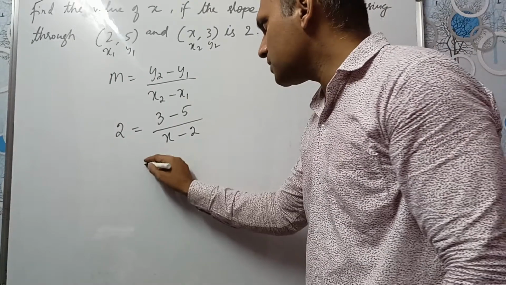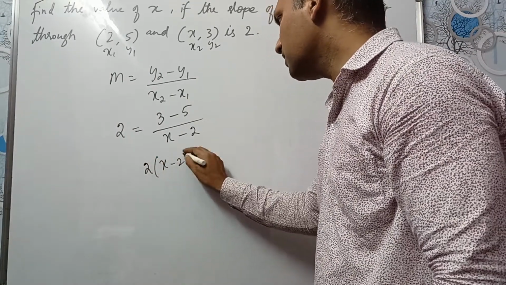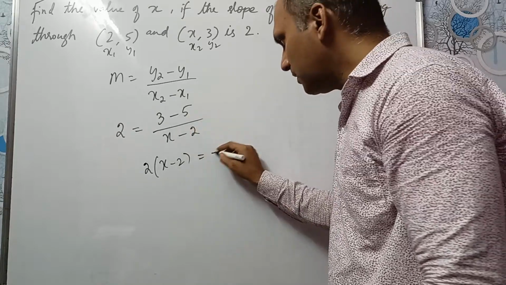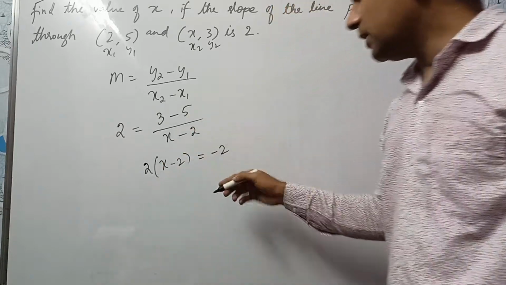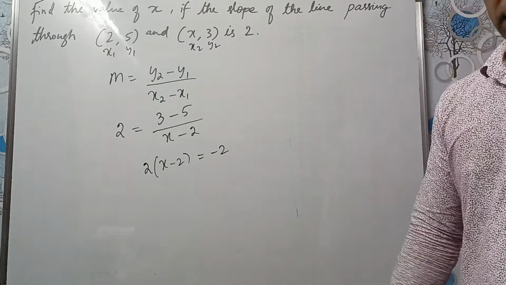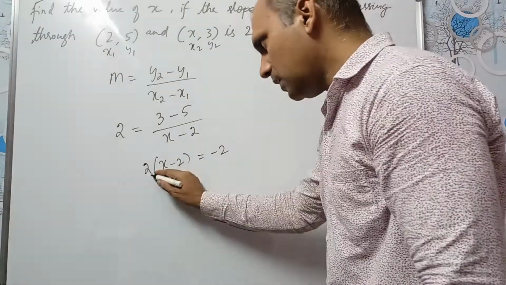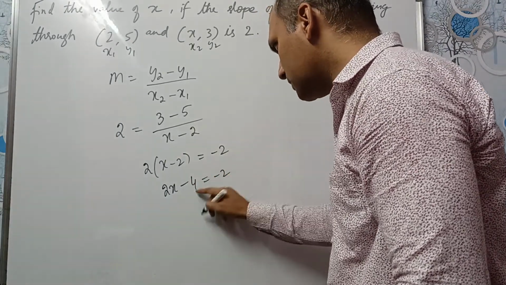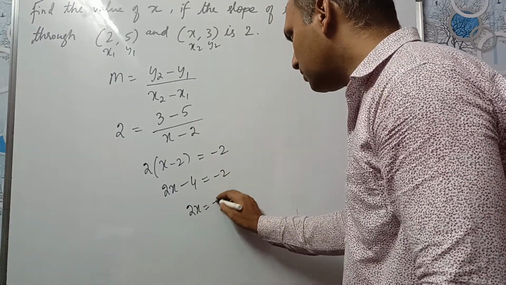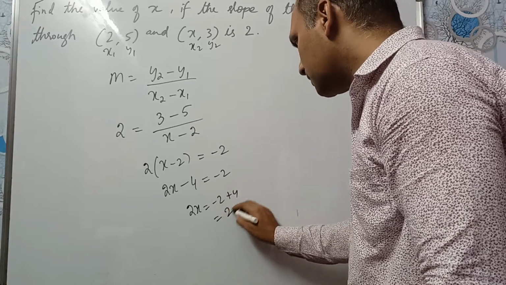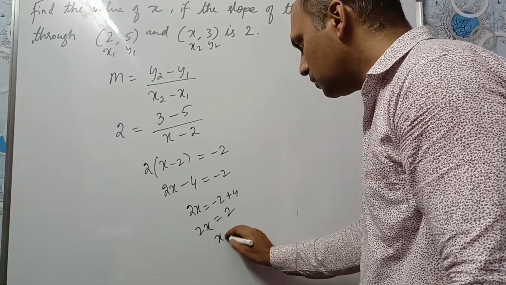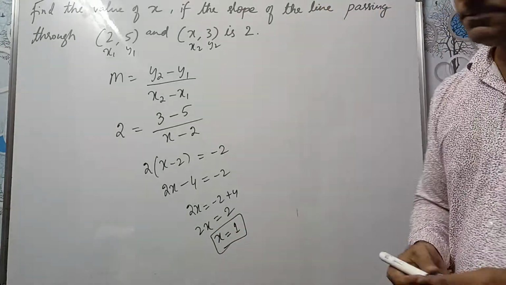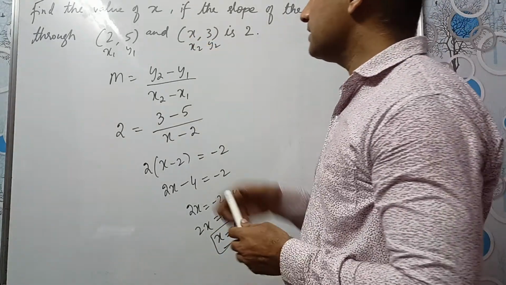So send this x minus 2 on the other side, it will multiply with 2, right? So it will be 2 multiplied by x minus 2, 3 minus 5, minus 2 will come. 2 and 2 will get cancelled, minus 1 will be left here. Or multiply 2x minus 4 is equal to minus 2, send 4 on the other side, it will become plus 4. So this is 2. So 2x is equal to 2, x will be equal to 2 by 2, it will be equal to 1. So the value of x is equal to 1.